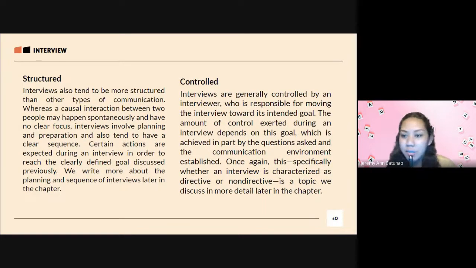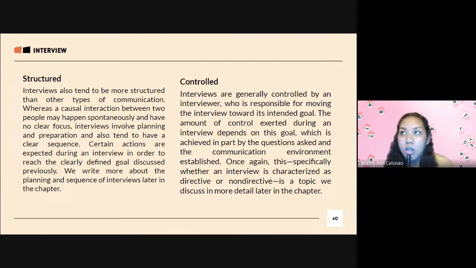So next, interviews are structured, so it's not impromptu and it's not biglaan. Interviews are more coherent than usual conversations or usual question and answers, a line of questions. So there is an interaction between two people, but the questions that you ask involve planning and preparation.